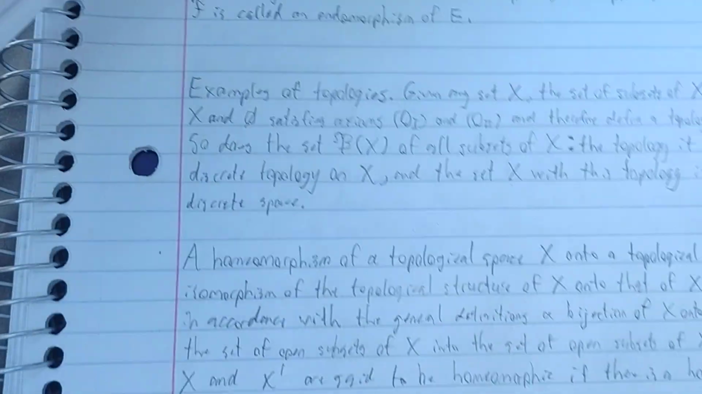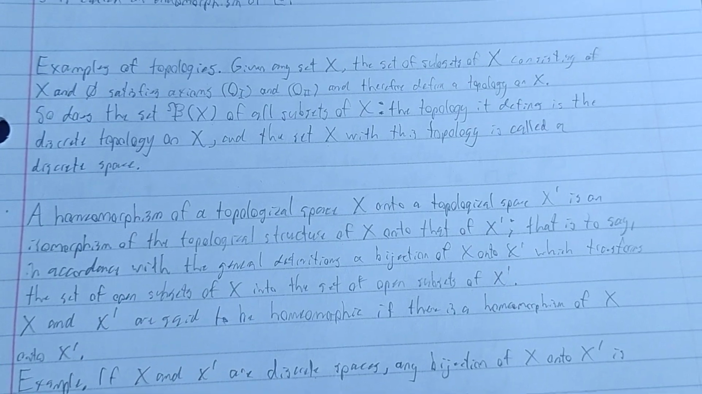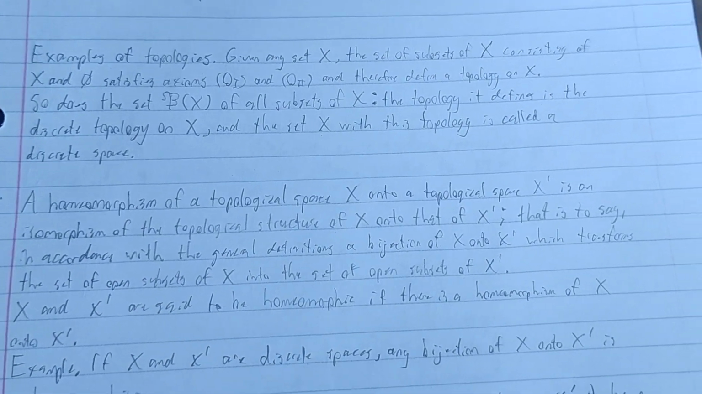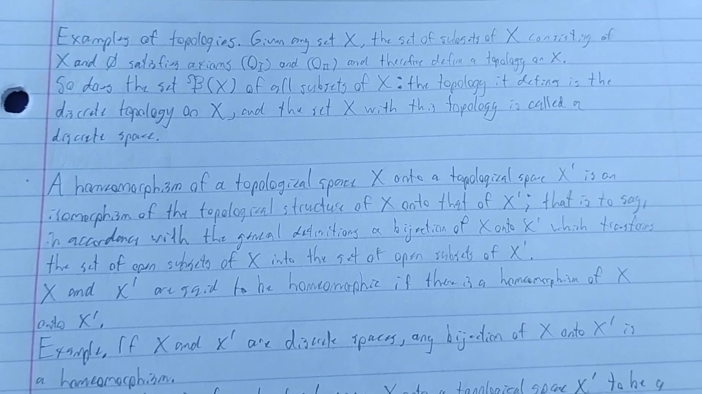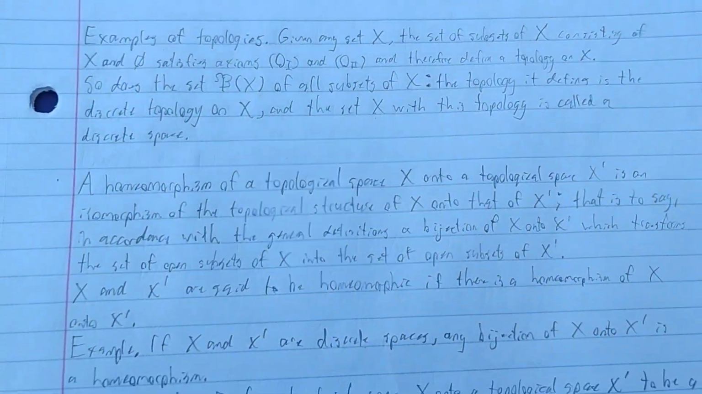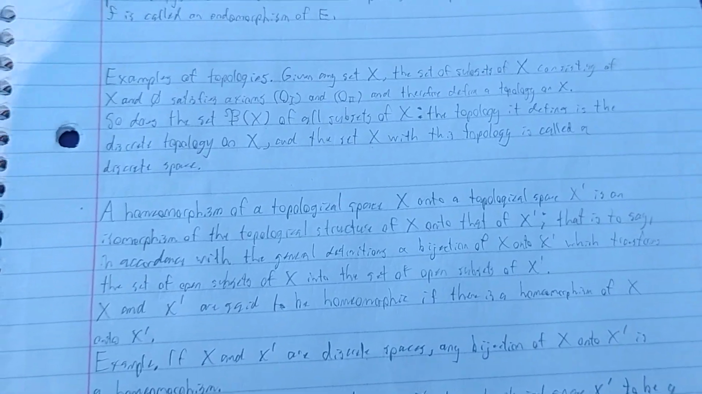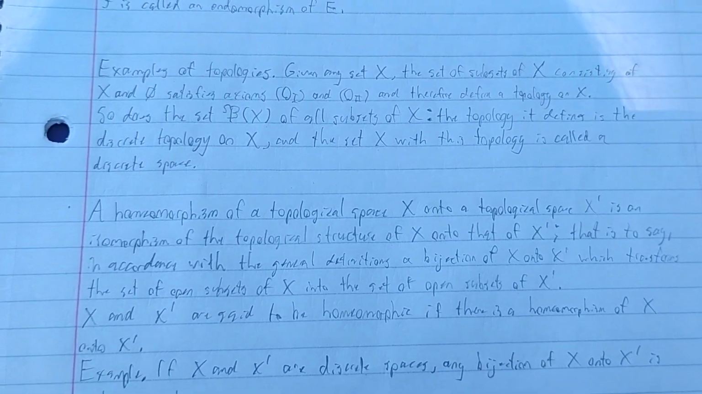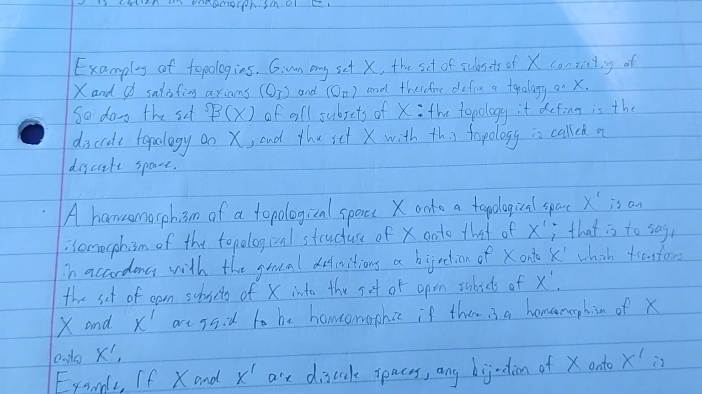Now for homeomorphism, first some examples of topologies. Given a set X, a topology is a particular collection of subsets which satisfies axioms O1 and O2. There is a minimal topology and a maximal topology. The minimal topology is the set consisting merely of X and the empty set, and the maximal topology is the set consisting of all subsets.